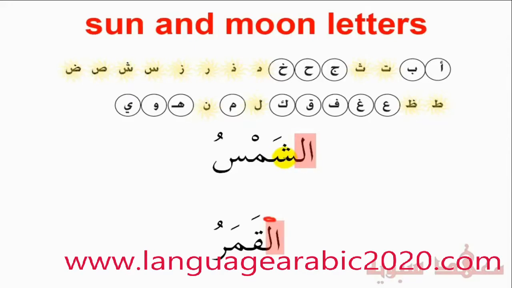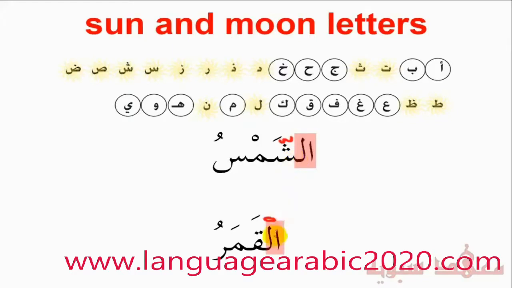The actual points of articulation of the lam and the sheen are very close to each other. And because they're very close, what happens is this lam is not pronounced. Instead, the lam is pronounced as a sheen. So there's actually a shadda here. So it's Ash-Shams, not Al-Shams. Because notice when you say Al-Shams, it's not smooth, rather than Ash-Shams, which flows and is nicer to hear.